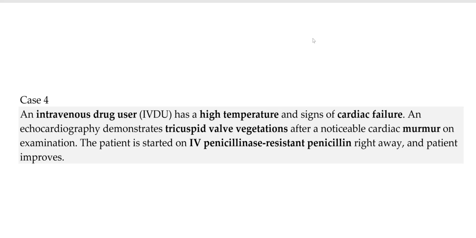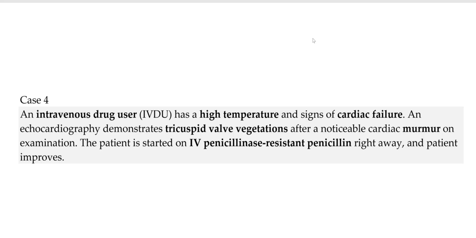Let us start with case 4. An intravenous drug user has a high temperature and signs of cardiac failure. An echocardiography demonstrates tricuspid valve vegetations after a noticeable cardiac murmur on examination. The patient is started on IV penicillinase resistant penicillin right away and patient improves.